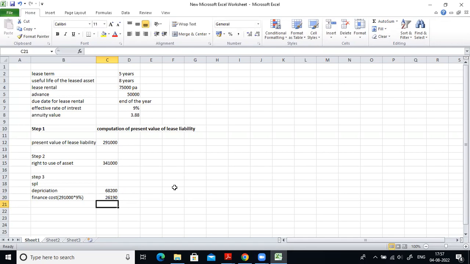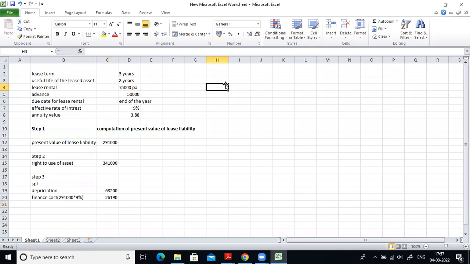Then the next one is we need to recognize the non-current liability and the current liability. When you compute this NCL and CL of the lease, first we need to see the due date of the lease rental, whether the lease rental is paid in advance, that is at the beginning of the year, or whether it is paid in arrears, that is at the end of the year. Because a completely different treatment applies for computing NCL for arrears and for advance. Here they clearly mentioned that the due date for the lease rental is end of the year. That is, it is in arrears.